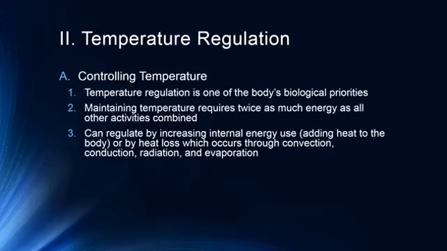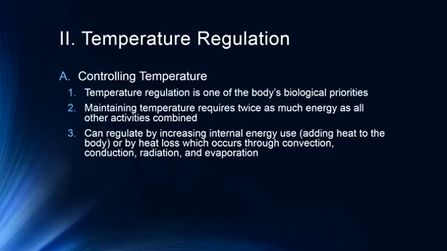So we can regulate our body temperature by increasing our internal energy use, by adding heat, or by heat loss. You have to remember thermodynamics. That is, you can only add heat or take heat away. So you can add more heat or give off more heat. Those are the only ways in which the body can regulate temperature. We can't make things more cold or less cold. We can only add heat or give off heat.